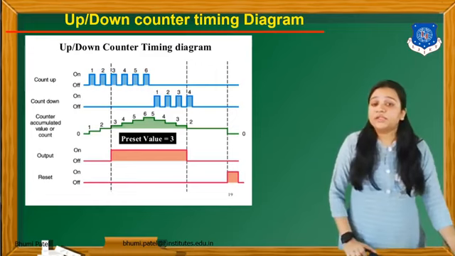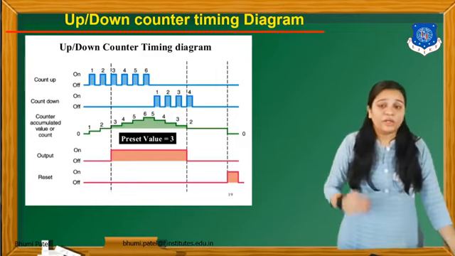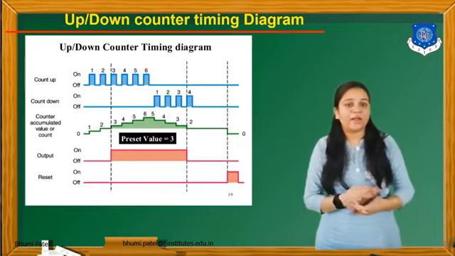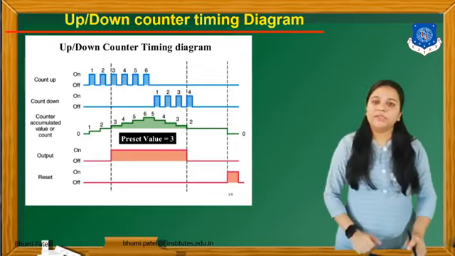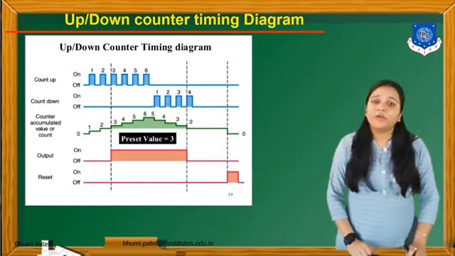And whenever the reset pin is enabled, or the reset pin is on, my count will start from the 0 value. So the up down counter is used for this specific requirement.